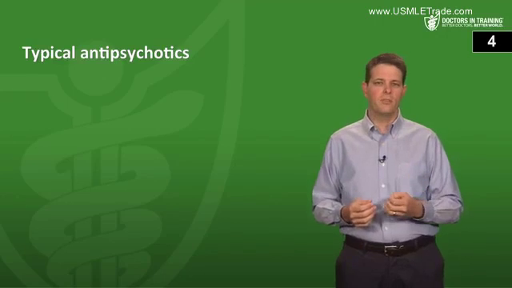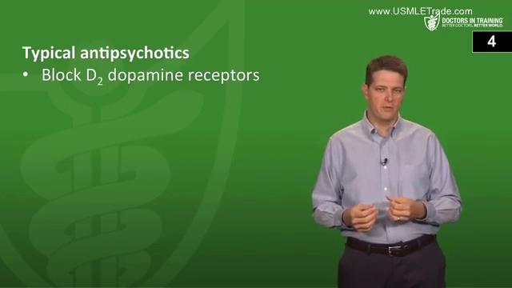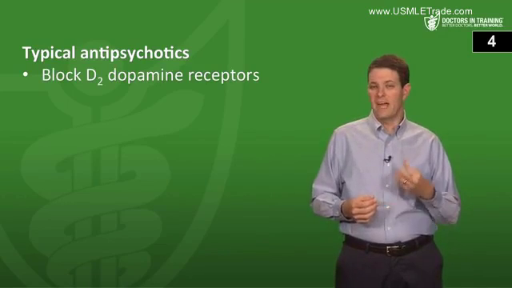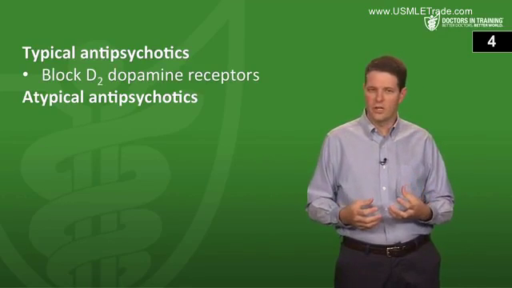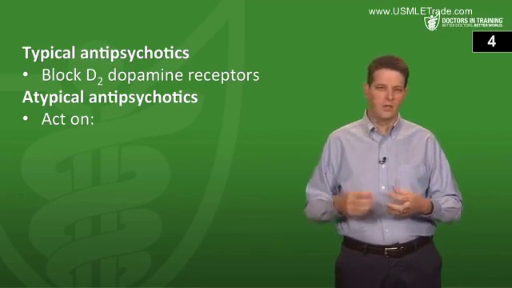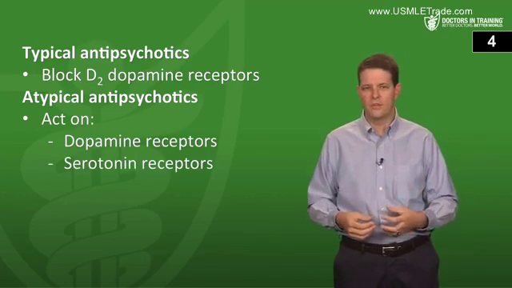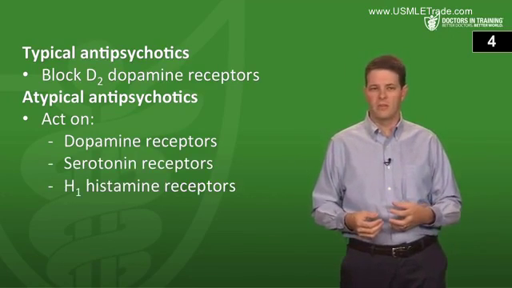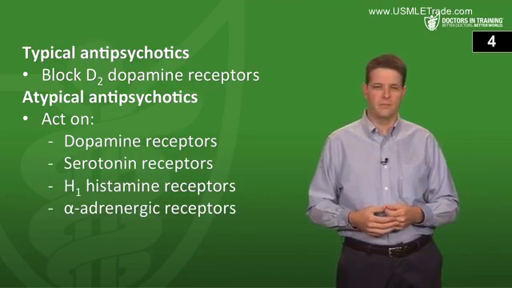Then the second part of the question is, how does the mechanism of action of typical antipsychotics, which are also called traditional neuroleptics, differ from the mechanism of action of the atypical antipsychotics? So the typicals block the D2 dopamine receptors, and the mechanism of action of the atypicals isn't really fully understood. They act on a lot of different receptors: dopamine receptors, serotonin receptors, H1 histamine receptors, and also alpha adrenergic receptors.